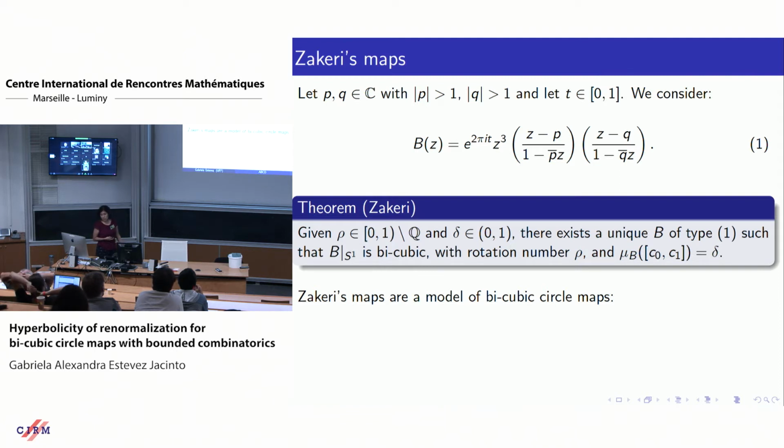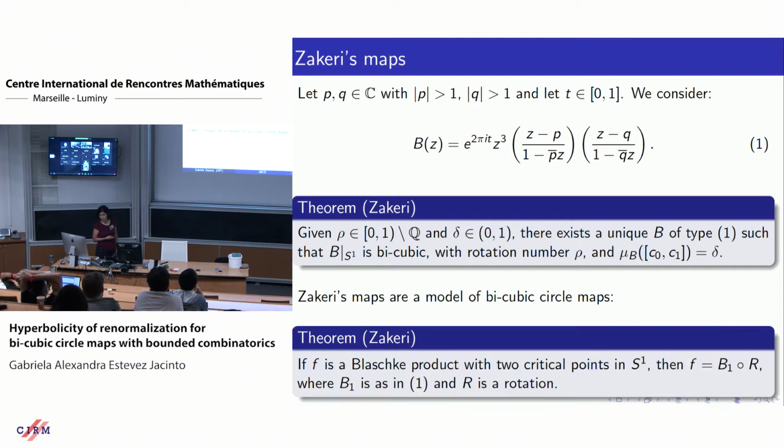Another result that Zakeri proved, I think in his PhD thesis, is that if you have a Blaschke product with two critical points on the circle, then that Blaschke product is a composition of a map in this Zakeri family with a rotation. So these are very nice examples of bicubic maps.